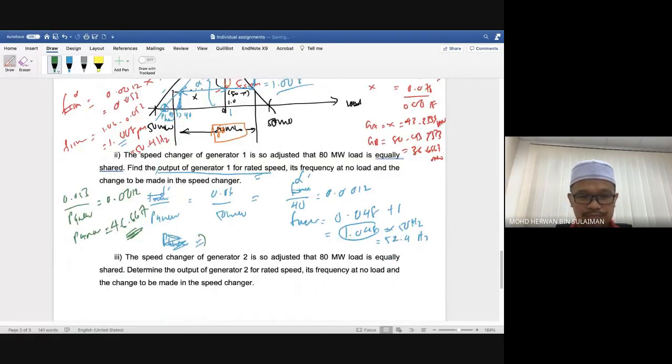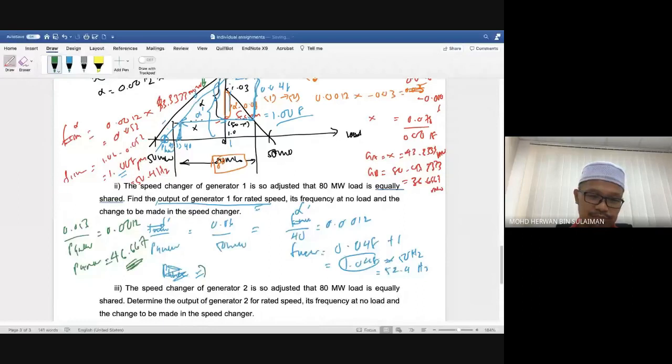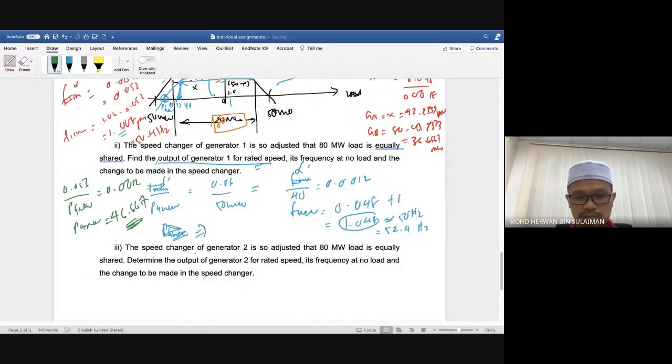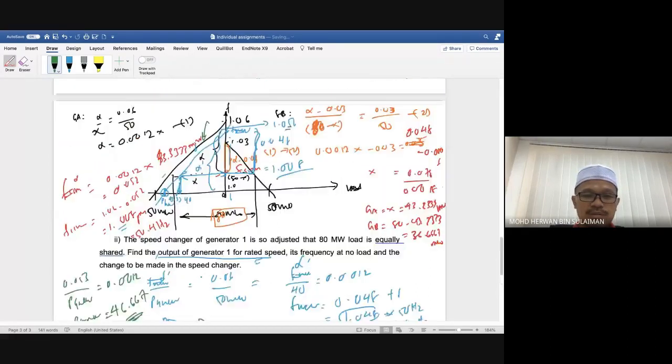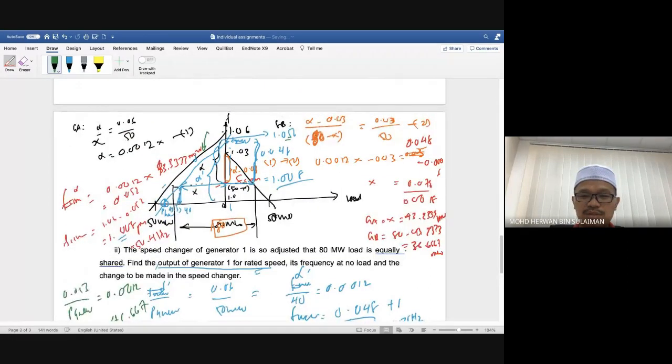So cuba buat yang ni pula. This one at the generator 1. So how about generator 2? Similar question. The speed changer of generator 2 is adjusted so that 80 megawatt load is equally shared. But this one you get GB is 36, right? Meaning that you need to add. So that's why you need to bring up the speed changer.